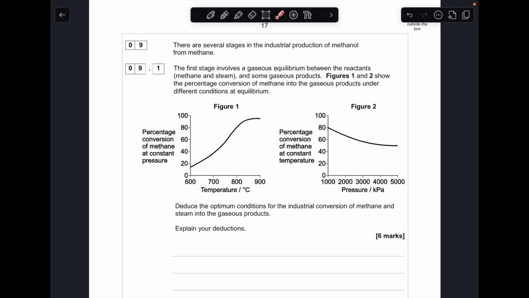Okay, so make a start. For the first part of the question, we've got these two graphs that we've got to use to deduce the optimum conditions for the industrial conversion of methane and steam into the gaseous products. So we're going to talk about two things in the graphs: the trend in the graphs, and the rate, and then we're going to use that information to come up with our optimum choice for temperature and pressure.